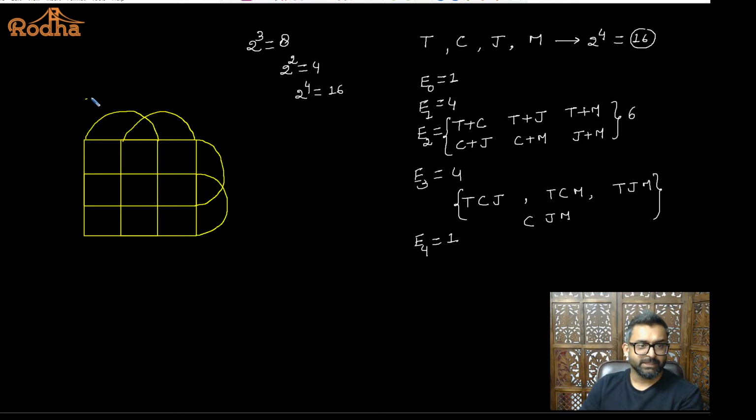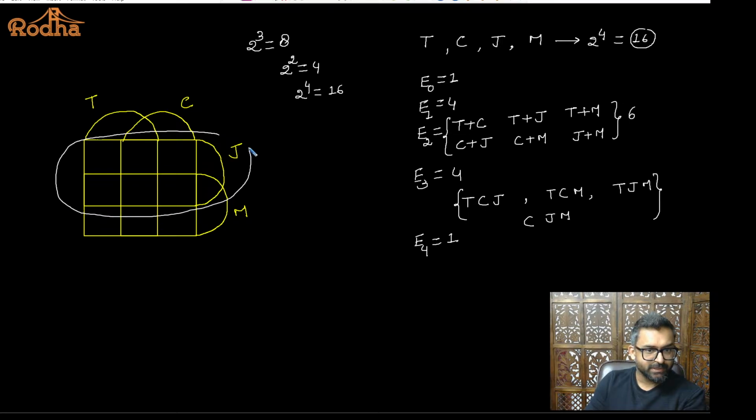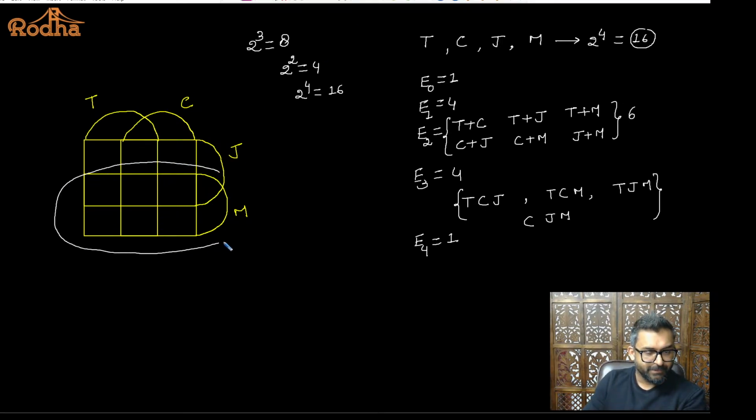Okay, there is tea, coffee, juice and milk. Okay, now if I look at this, this entire block is of tea. ये जो ब्लॉक दिख रहा है आपको यहाँ से यहाँ तक, this entire block is of tea. Okay, this entire block is of coffee. Okay, this entire block is of juice. This entire block is of milk. That's how we do it.